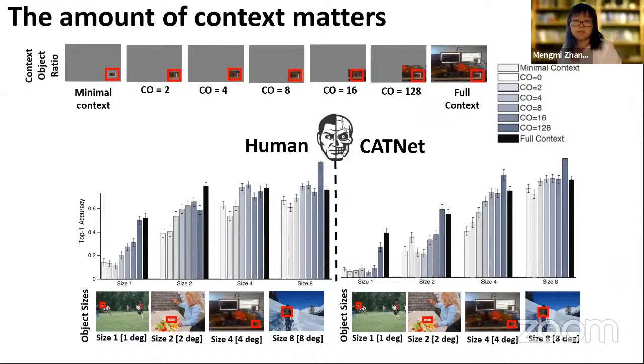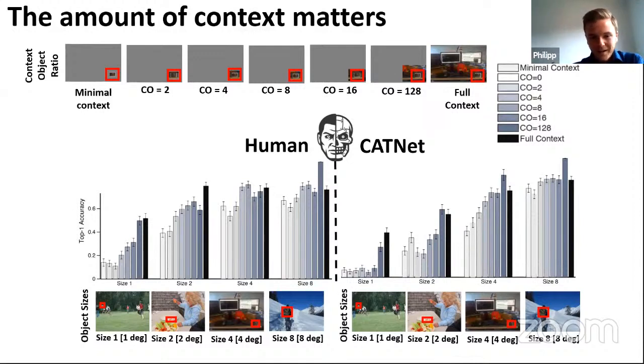Okay. No problem. Maybe I can add a point here. So yeah, go ahead. I think surely one thing here is that as you increase the object size, the network, which you will remember, has one stream just dedicated to the target object. So as you increase the object size, you also increase the resolution of the target object features, and that will definitely help the recognition algorithm.